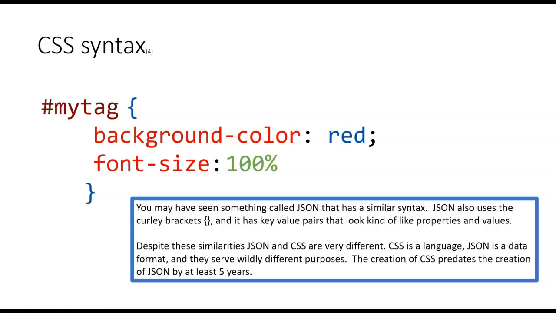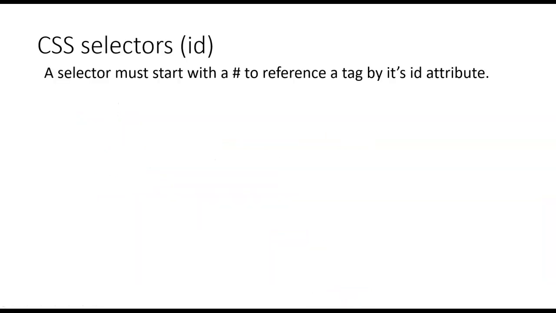and their purposes are wildly different. CSS is older. CSS predates the creation of JSON by at least 5 years. So maybe the creators of JSON saw this convention and adopted some of those patterns. But if you're trying to connect those two dots in your mind, stop it. They don't connect. Okay, CSS is very, very different from JSON.